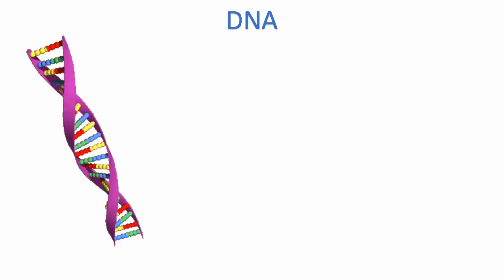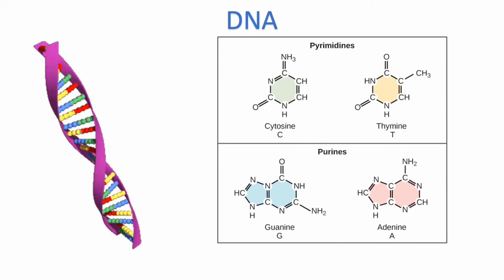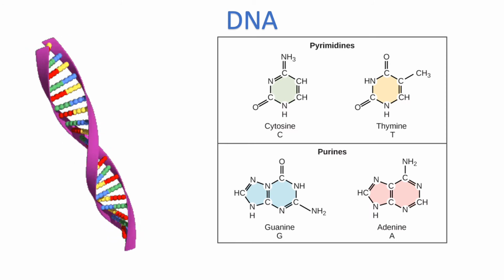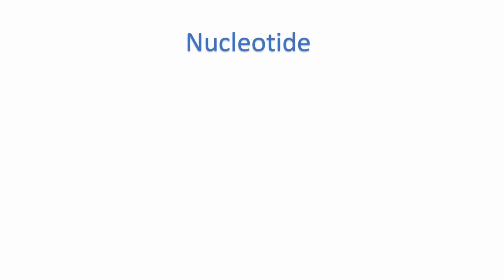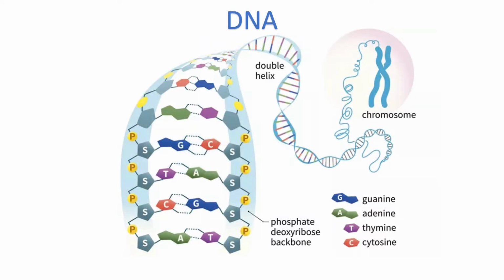DNA is a double helical structure made up of building blocks called nucleotides. The four types of nitrogenous bases are adenine, thymine, guanine, and cytosine. Each nucleotide contains a phosphate group, a pentose sugar, and a nitrogenous base. These bases determine the DNA's instructions. Human DNA has around 3 billion bases, and more than 99% of those bases are the same in all humans.